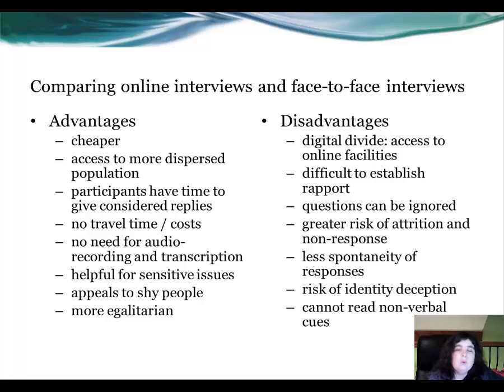Online interviews: you can ignore questions, there's less spontaneity, there's the risk of identity deception, and also you cannot read non-verbal cues, which you can read in face-to-face situations.